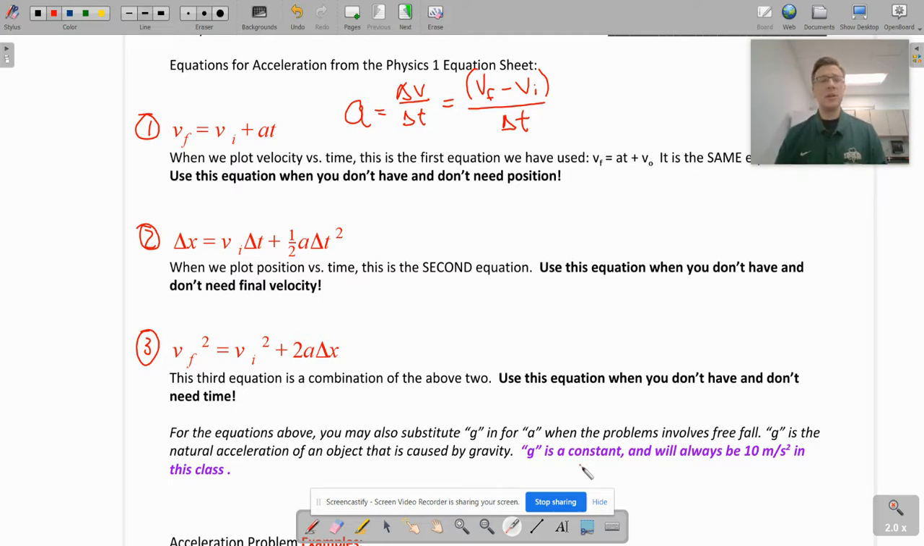This is an introduction to the equations that we'll be using, and in a second video I'll have some practice problems for you.